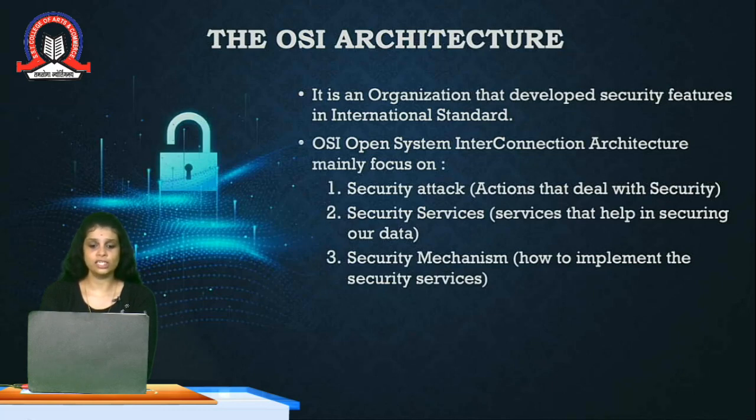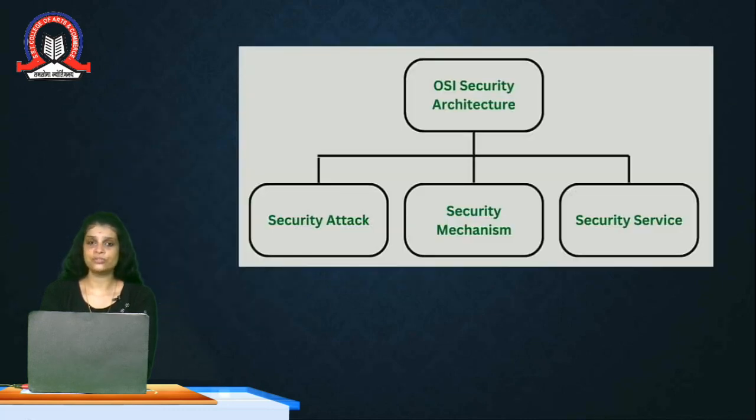Second is the security services. It is used for securing our data, what all services the international board is providing us. Third is the security mechanism. So with these security services, how to implement it in our day-to-day life. So this is the tree structure of the OSI security architecture. First one is the security attack, second is the security mechanism, and third is the security services. So now let's move on to our first topic, that is security attacks. What are the types of attacks and further on.